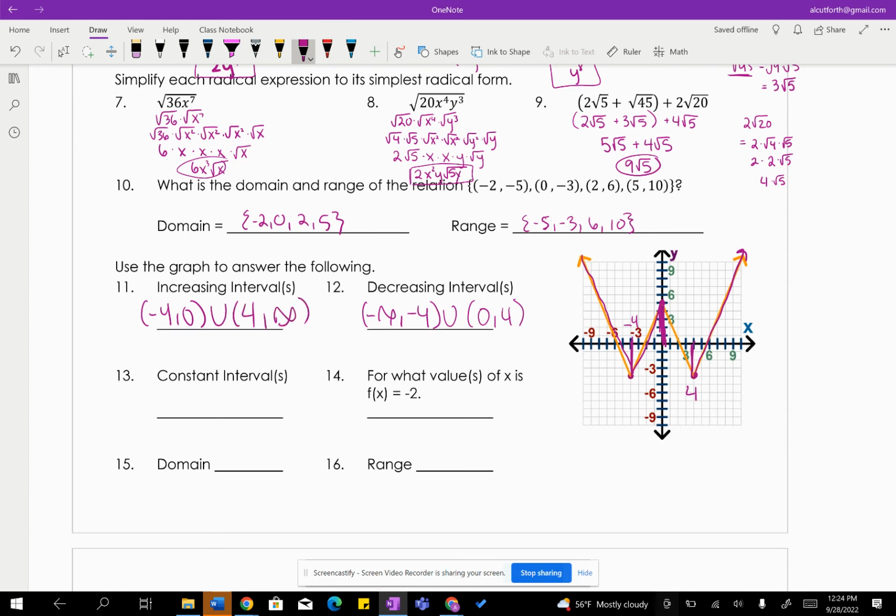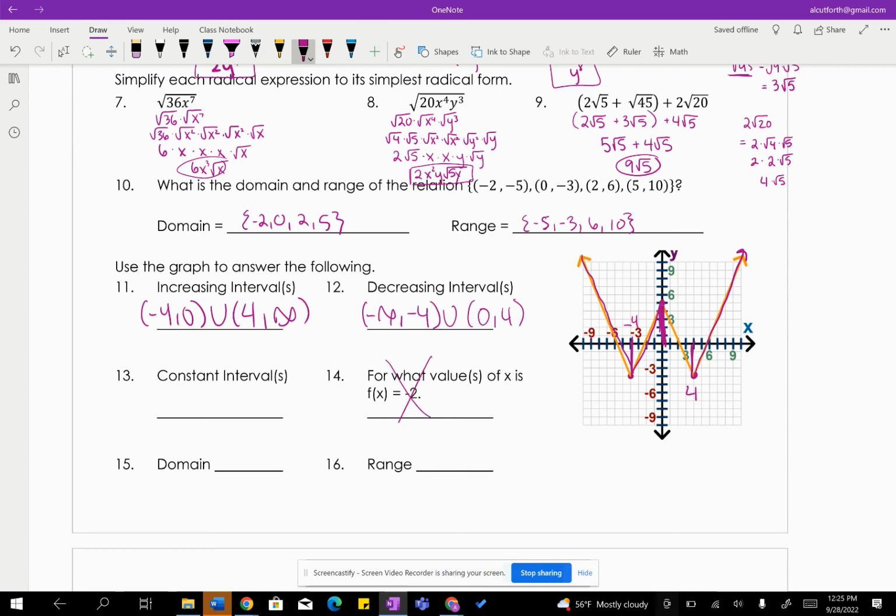The only time with increasing and decreasing that you can have closed brackets is at the very ends. At that very end, it has to be a dark circle. But yes, exactly. If it was an open circle, it would still be an open bracket. If it was a closed circle, it would still be a closed bracket. Since we're going to infinity, it has to be open. Any questions about that one?